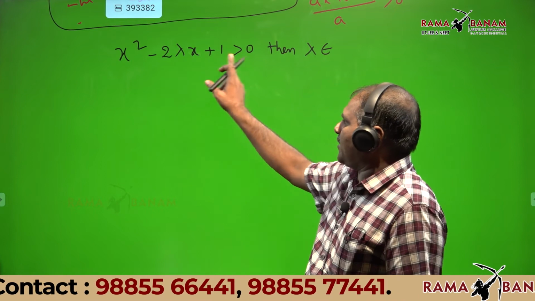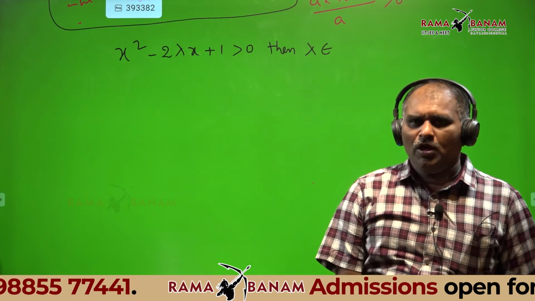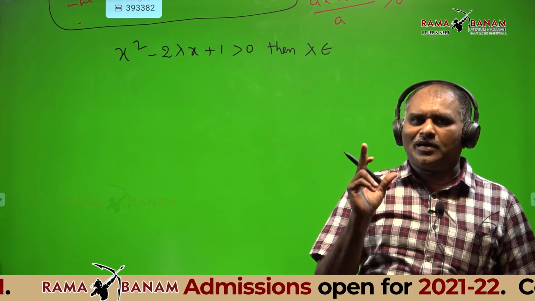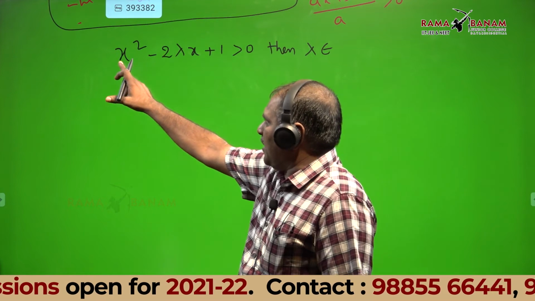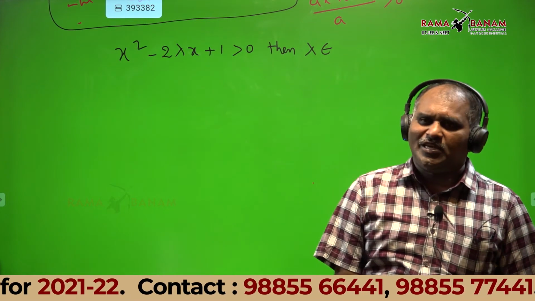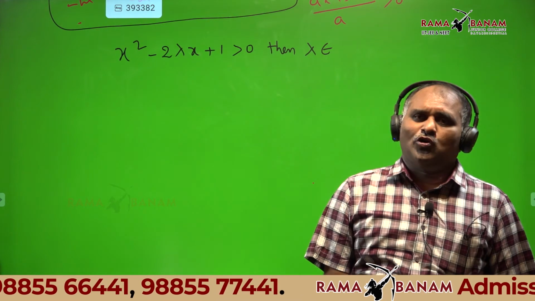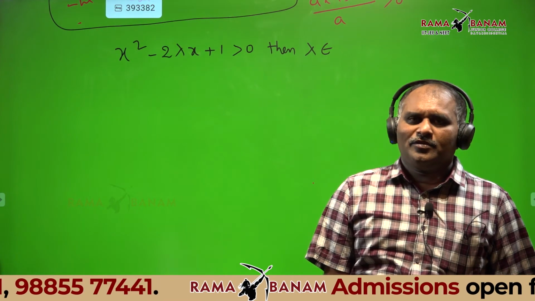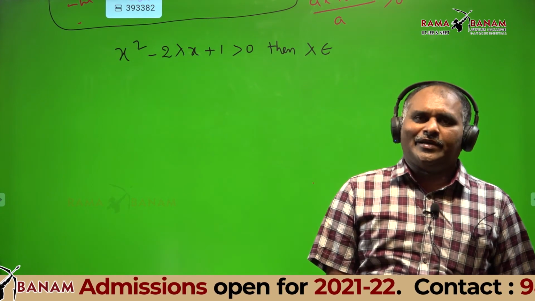Therefore, the quadratic is greater than 0. What is the x square coefficient? Positive. Therefore, a and delta have opposite signs. What is the a value in this equation? 1, greater than 0 or less than 0? Greater than 0, sir. A greater than 0 means what about the discriminant?